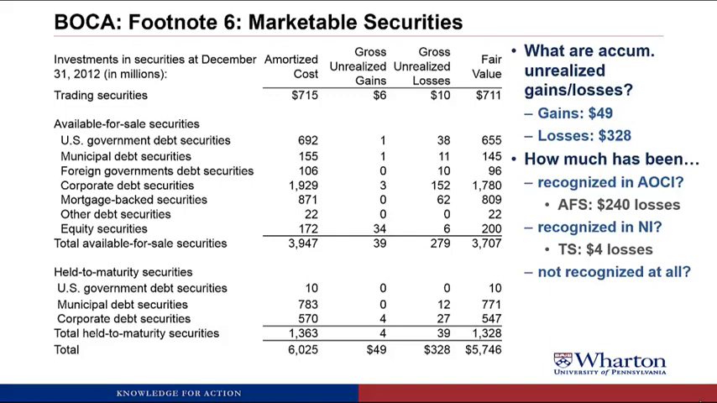And then finally, how much has not been recognized at all? That's the held to maturity part. Remember, held to maturity, you don't mark to market, so those losses never have to go anywhere else. So held to maturity has 35 of net unrealized losses, 39 minus 4, but that's never been recognized anywhere in the financial statements because it's stayed at cost.